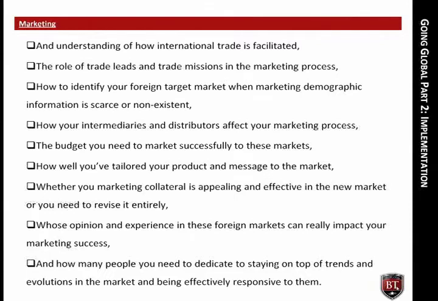However, your marketing plan must include an understanding of how international trade is facilitated, the role of trade leads and trade missions in the marketing process, how to identify your foreign target market when marketing demographic information is scarce or non-existent, how your intermediaries and distributors affect your marketing process, the budget you need to market successfully to these markets, how well you've tailored your product and message to the market, whether your marketing collateral is appealing and effective in the new market or you need to revise it entirely, whose opinion and experience in these foreign markets can really impact your marketing success, and how many people you need to dedicate to stay on top of trends and evolutions in the market and being effectively responsive to them.